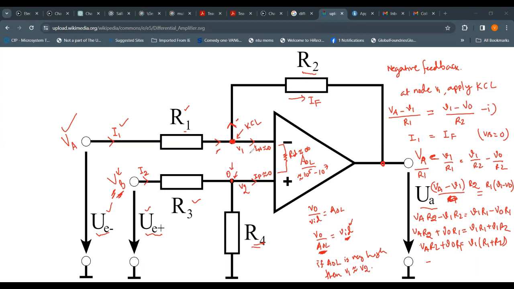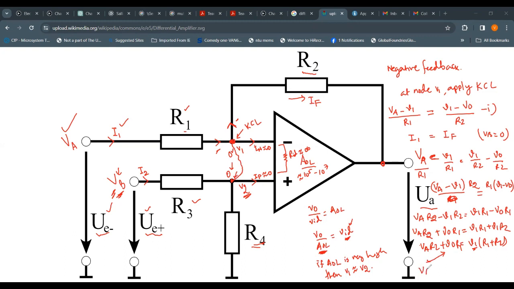Therefore, V1 is also at 0 potential. So essentially, this concept is called virtual short, where V2 and V1 are at the same potential. So now V1 is equal to 0, so we can plug in that value here. So V1 gets 0 here.